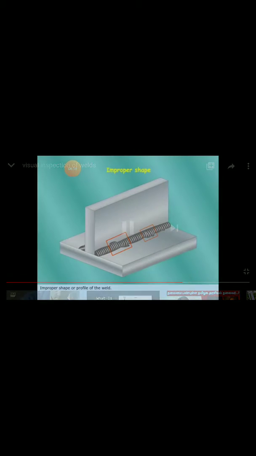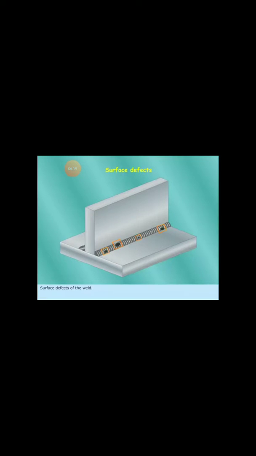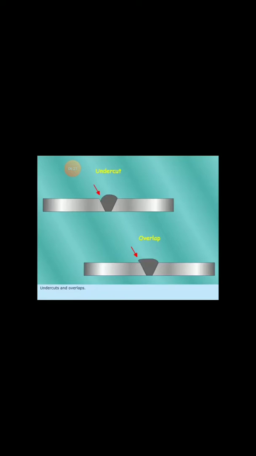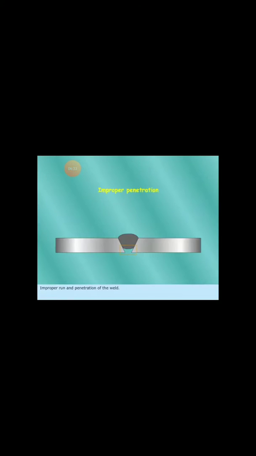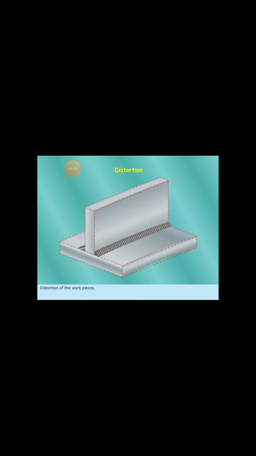Visual inspection needs to be done after welding to identify if there are any of the following flaws. Improper shape or profile of the weld. Surface defects of the weld. Undercuts and overlaps. Excessive convexity of contour. Improper run and penetration of the weld. Distortion of the workpieces. Unverticality.